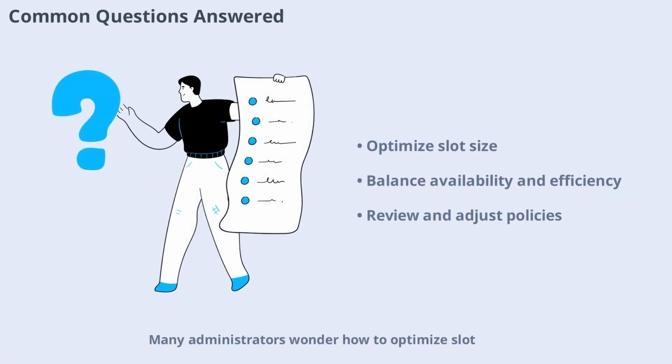Many administrators wonder how to optimize slot size or whether to use custom VM reservations. The answer depends on your environment. Always balance the need for high availability with efficient resource use. Regularly review your cluster's performance and adjust policies as needed to maintain the right balance.